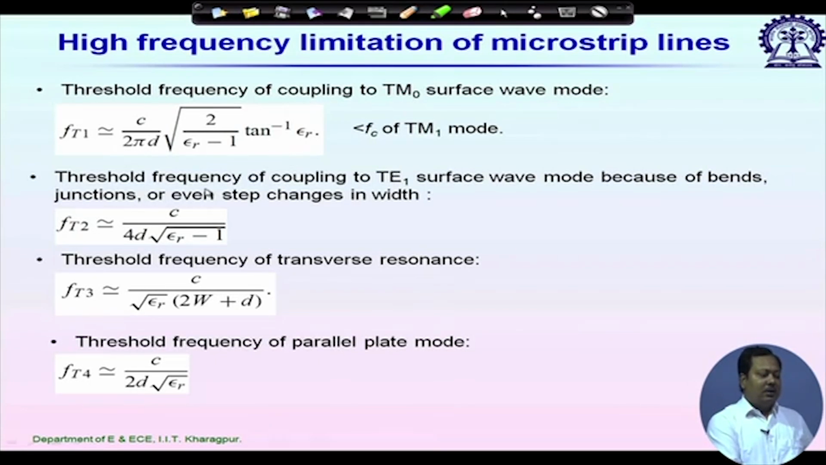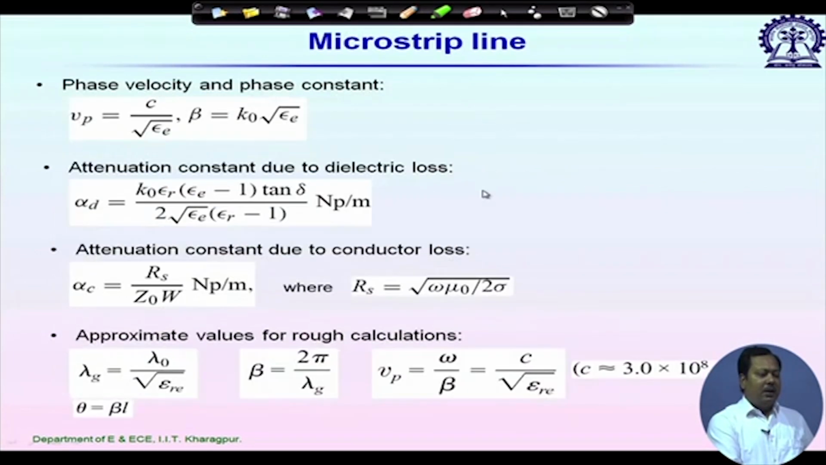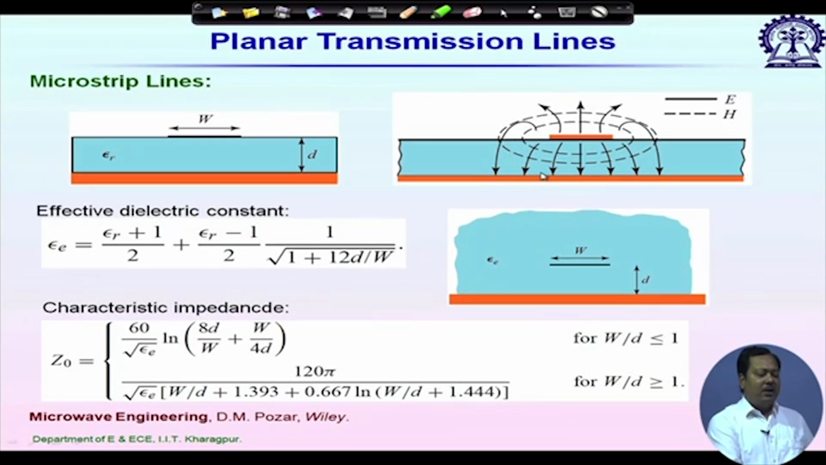Next one, this is due to the threshold frequency of coupling to TE1 surface wave mode. So, now if I again go back to the microstrip line field configuration, if you remember, for the TE type surface wave mode, we have only one dominant electric field component, which is parallel to the interface. So, if I look at the microstrip line field configuration, the electric field component of the surface wave is parallel. That means it is perpendicular to the dominant component of the microstrip line.